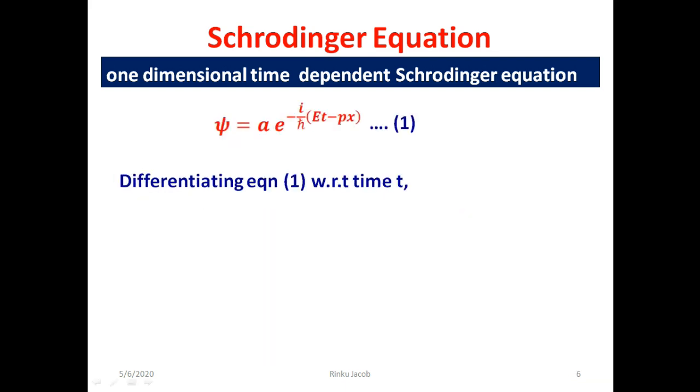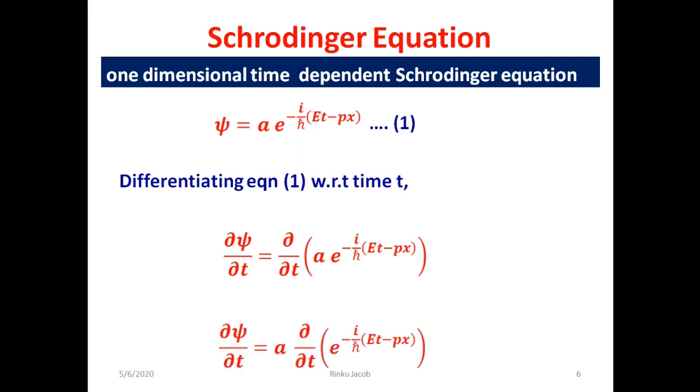Now we differentiate equation 1 with respect to time t. Here we are taking the partial derivative because the wave function depends on two independent variables, that is position x and time t. That is, dou psi by dou t equal to dou by dou t of A exponential minus i by h cross into (Et minus px). Since A is constant, it is taken outside. So dou psi by dou t equal to A into dou by dou t of exponential minus i by h cross into (Et minus px).